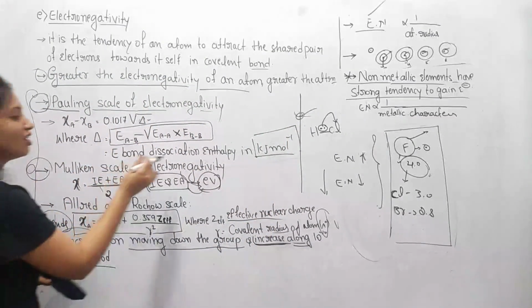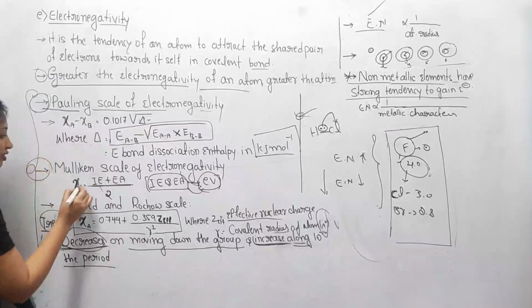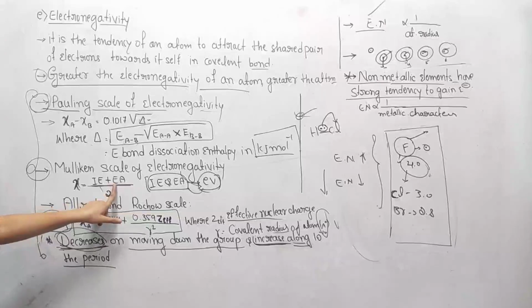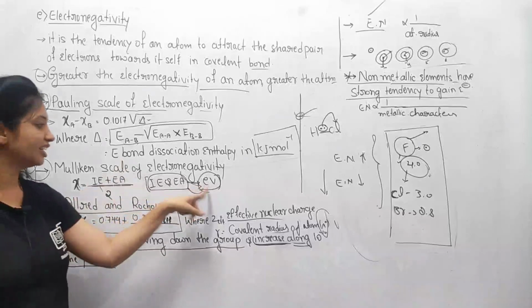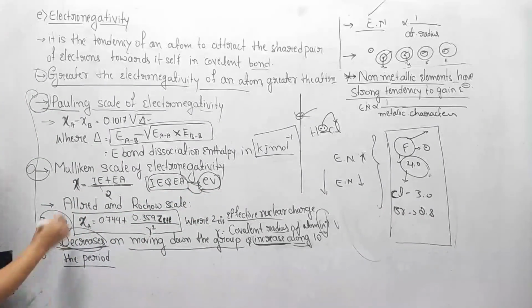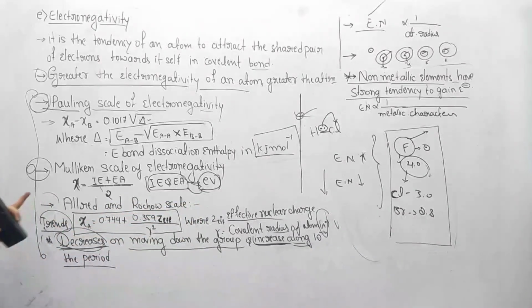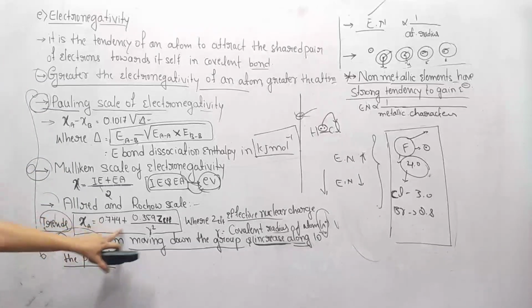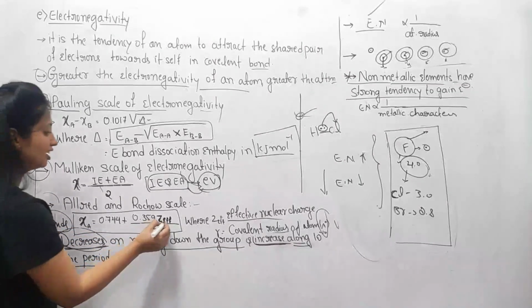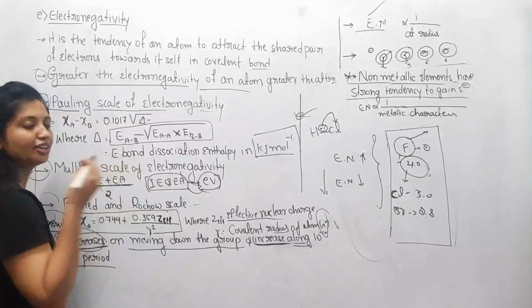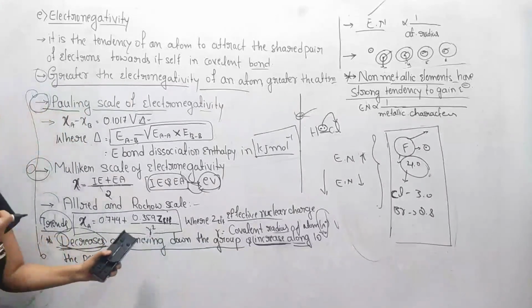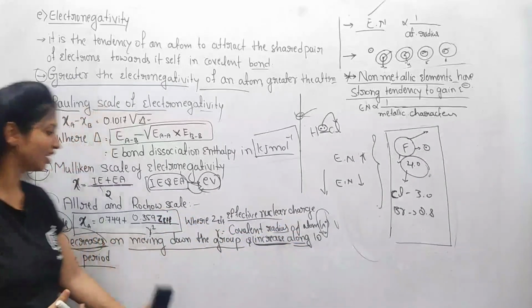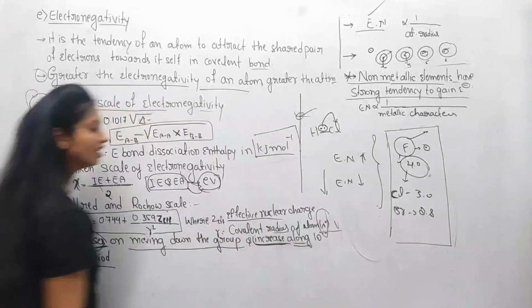The next one is the Mulliken scale of electronegativity. So this is the formula. IE and EA represent the ionization enthalpy and the electron gain enthalpy. Here these are measured in electron volt. And the Allred and Rochow scale. By using this scale also we can calculate the electronegativity of atoms using this formula. Here Zeff represents the effective nuclear charge and r represents the covalent radius of an atom. This radius is measured in angstrom.